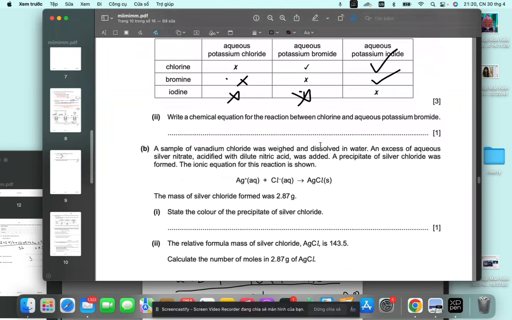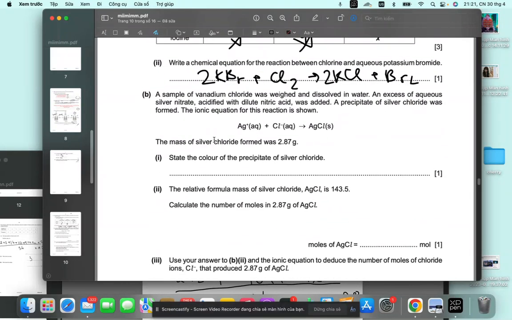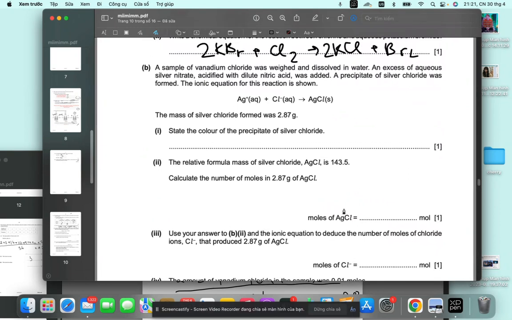Write the chemical equation between chlorine and aqueous potassium bromide. So potassium bromide KBr plus Cl2 gives KCl and Br2. So this would be 2 and 2 over here. State the color of the precipitate of silver chloride. Is this white?